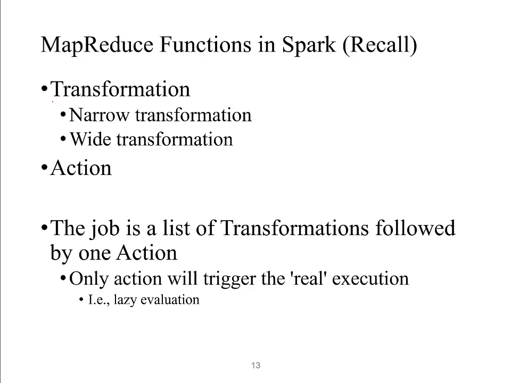The difference is that for narrow transformation, after the transformation, the source of the data in the partitions is all from the same partition, so it's more like a one-to-one map. For wide transformation, the source of the data in partitions comes from different or multiple partitions, so it's more like an end-to-end map, and it actually corresponds to the shuffle operation in Hadoop MapReduce.